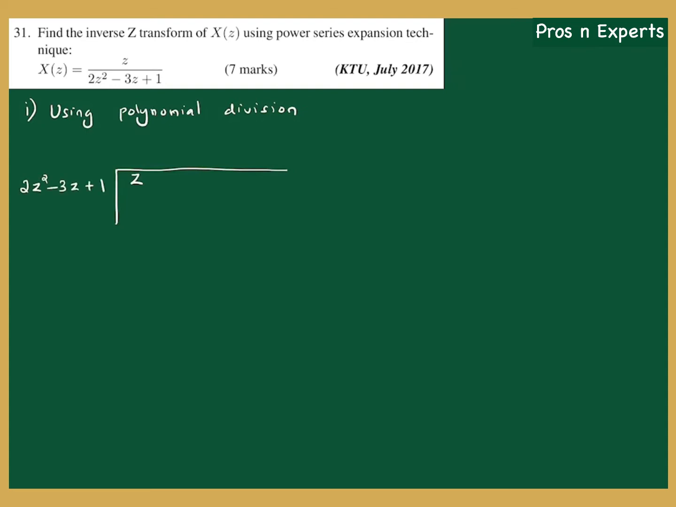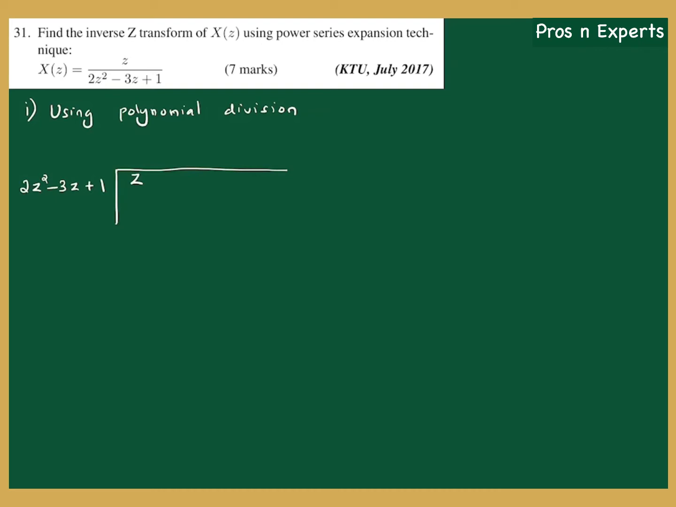You might be remembering one thing I have already advised you. If at all possible, try to write 2 as 2 and z as z clearly. Otherwise, you are going to confuse everything. At the end of your solution, 2 becomes like this, z becomes like this, and you will be in confusion whether you have written 2 or z. So just take care of this. So z by 2z square minus 3z plus 1.